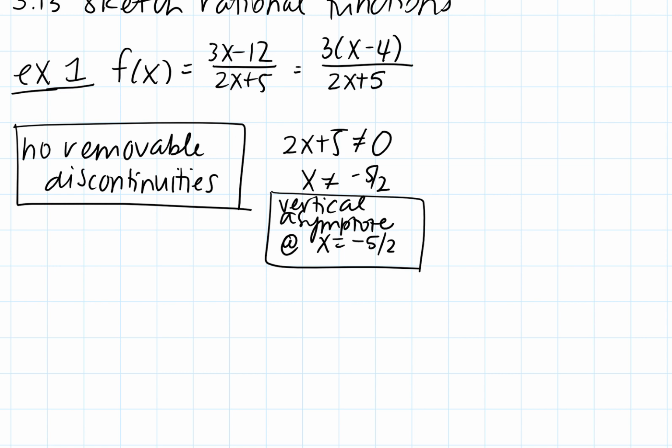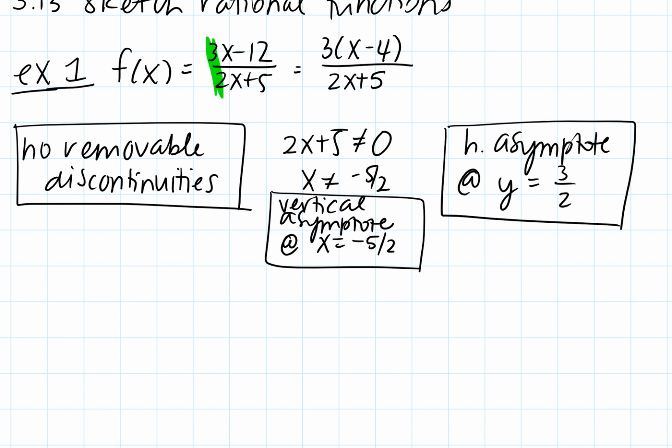Now I also want to look for horizontal asymptotes. When I'm looking for horizontal asymptotes, I'm thinking, how does the numerator change in relation to the denominator? And I see that both the numerator and denominator are linear, so they'll grow at about the same rate. So eventually, we'll approach the ratio of leading coefficients. So we have a horizontal asymptote at y equals 3 halves.